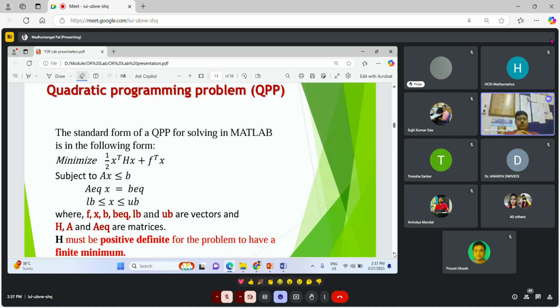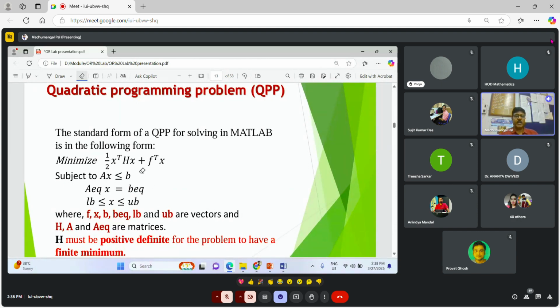Now we consider another type of problem, a very useful problem, the quadratic programming problem, denoted by QPP. Quadratic programming problem means only the objective function will be a quadratic expression, but your restrictions or constraints are either less than or equal to type, greater than or equal to type, or equal to type. So there is nothing different for the quadratic programming problem. Another thing is that your objective function is a quadratic expression, but the constraints are linear. This is a very important issue.